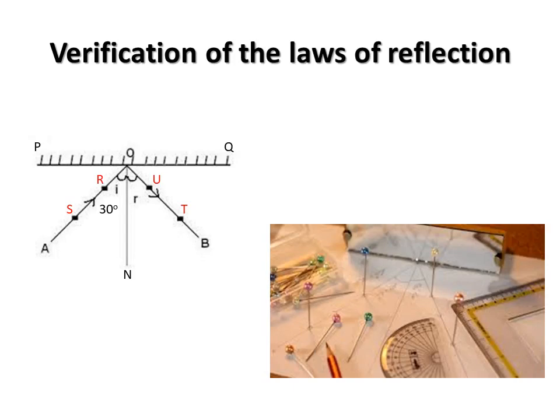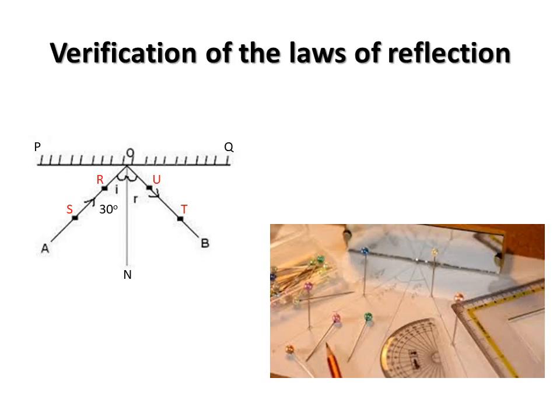Fix pins at T and U along the line joining the bottom of the reflected image of the pins at S and R. Now remove the mirror and join the points T and U and extend it up to O. And if you measure the angle TON, you will find that angle TON is equal to 30°.